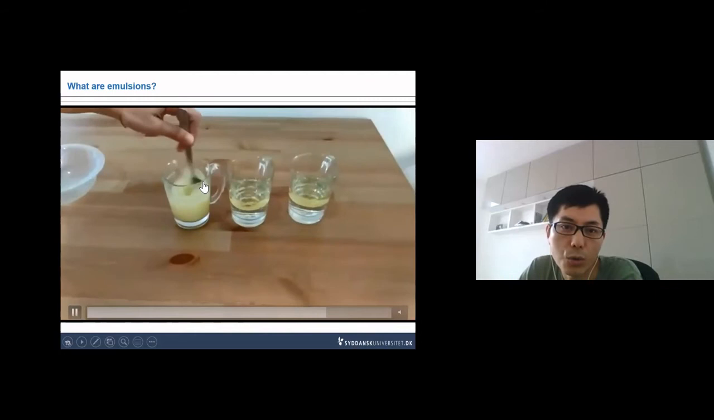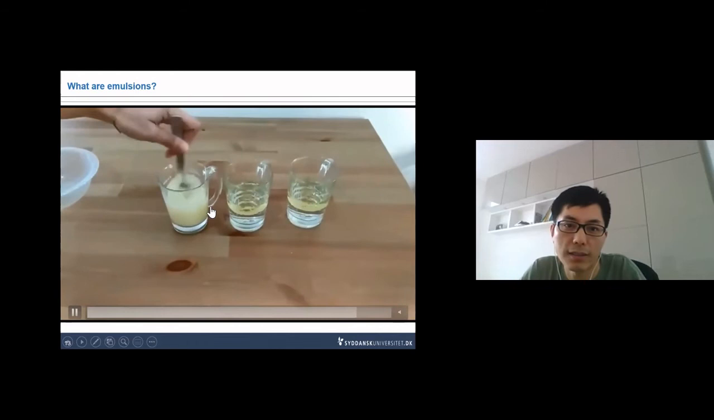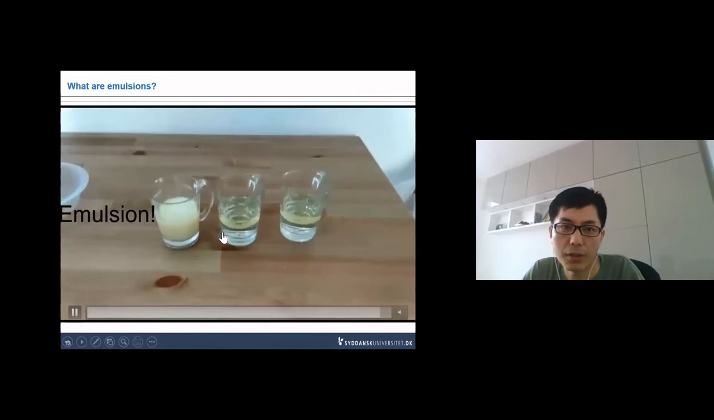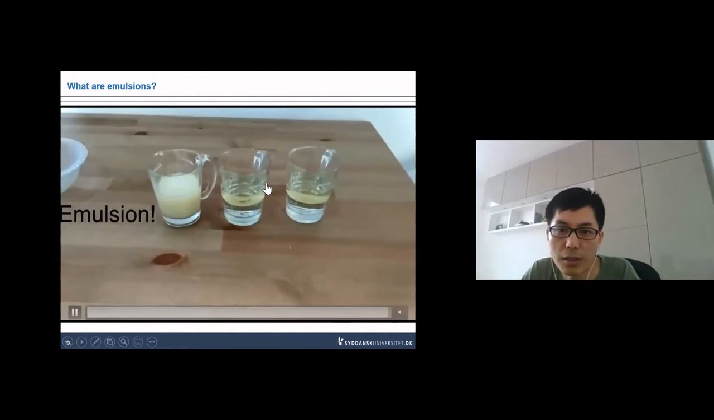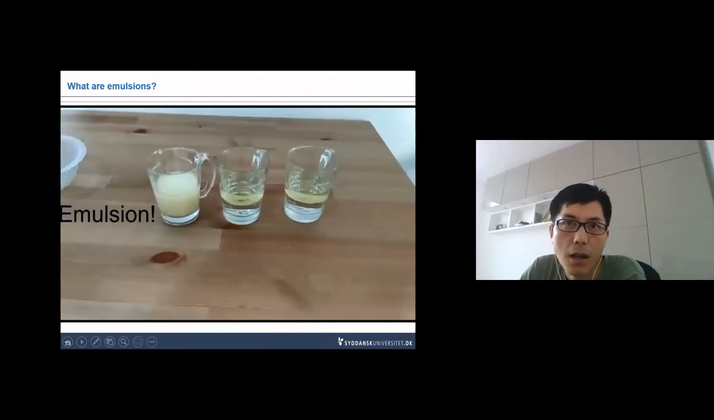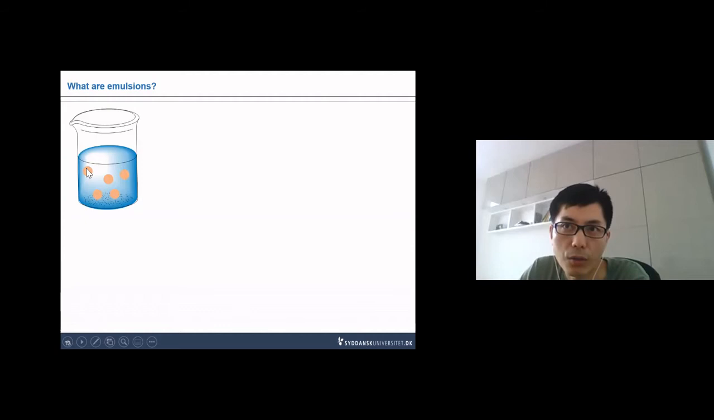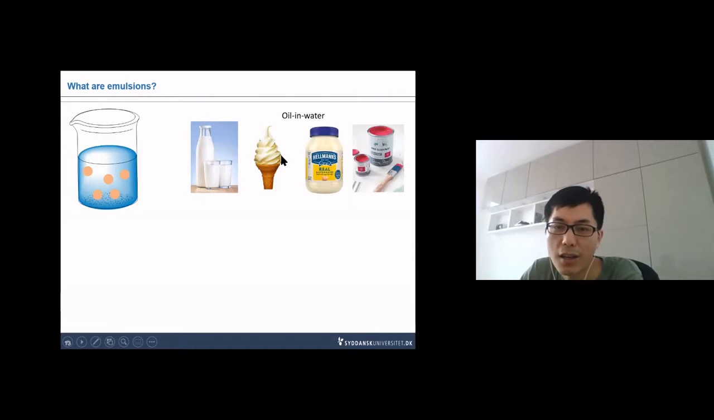So this is what we call an emulsion. In the end, it looks like milk. It's not anymore a two different liquid phase system like here, but here they are actually kind of mixed, looking like milk. In this emulsion, the oil phase is spread as very small oil droplets in the water. This is a simple technique, and it has actually been widely applied in the real world. For example, you drink and eat emulsions such as milk, ice cream and mayo, and you even use them for painting your house.